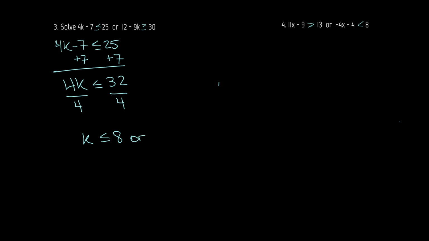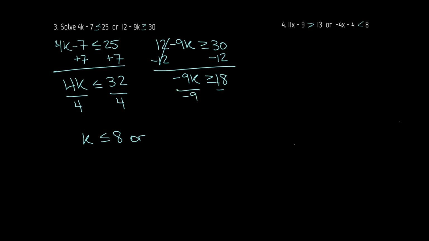Or let me work out this one. So this says 12 minus 9k is greater than or equal to 30. So I would solve this by subtracting both sides by 12. And we get negative 9k is greater than or equal to 18. When I divide by a negative 9, you should know by now the inequality sign flips because I'm dividing by a negative. 18 divided by a negative 9 is a negative 2. So these are my answers, okay?